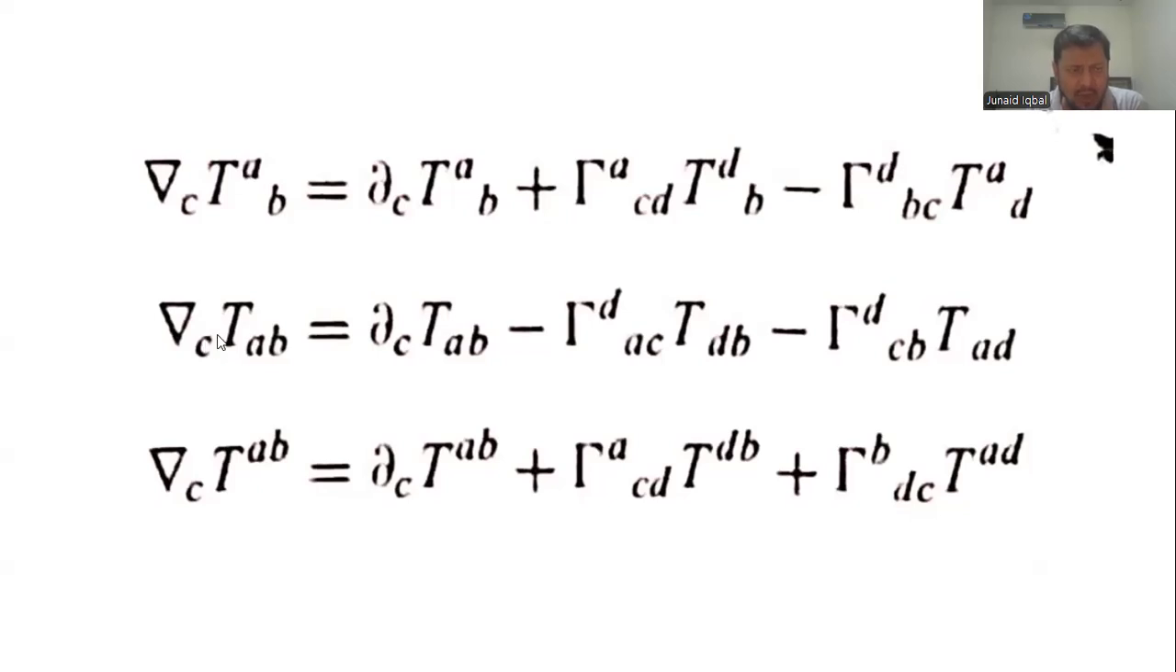Similarly, the covariant derivative of T_AB, which is a 2-form, is defined as the partial derivative of T_AB with respect to C minus two connection coefficient terms with negative signs. Similarly, the covariant derivative of T super AB, two vectors, or a tensor of type (2,0), will be equal to the first term, the partial derivative, and the second and third terms have positive signs with the Christoffel symbols. So it is very easy to calculate the covariant derivative of any tensor.